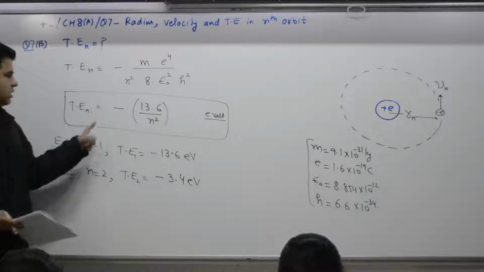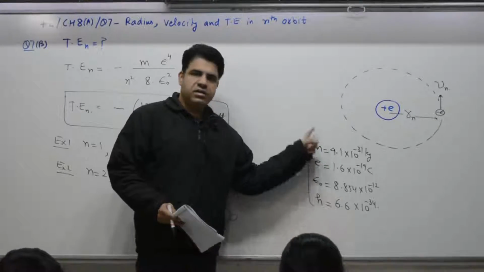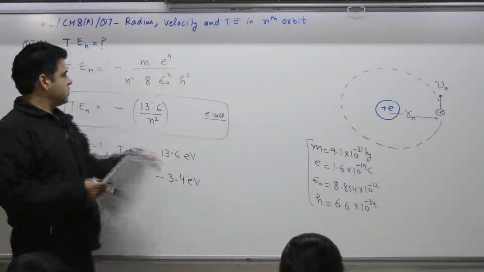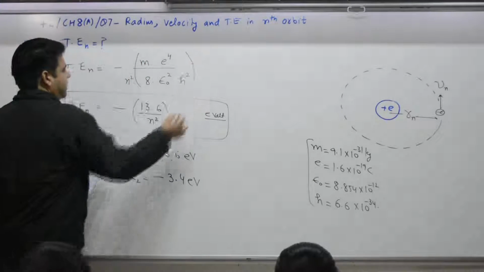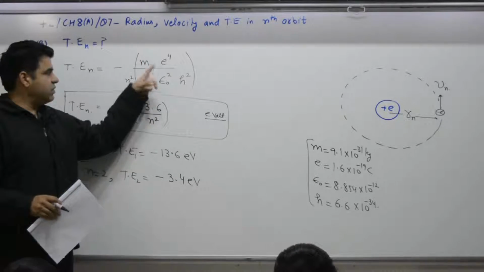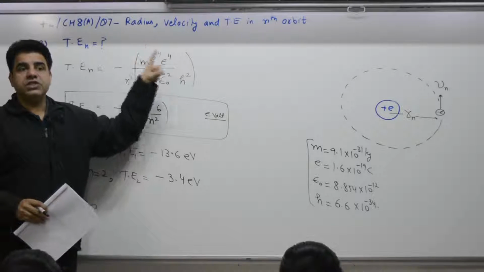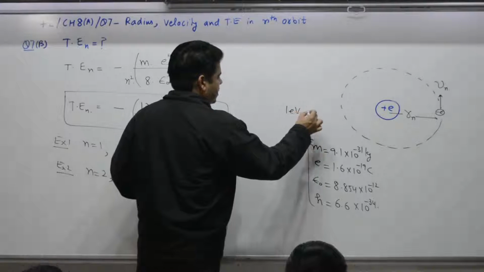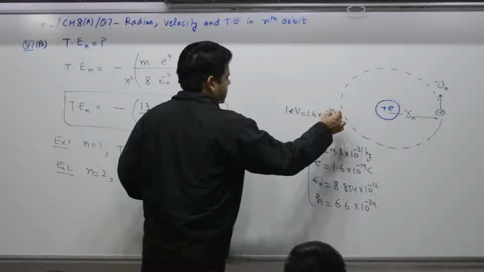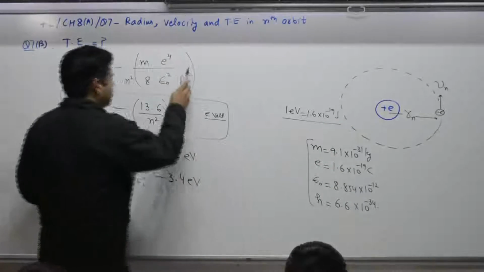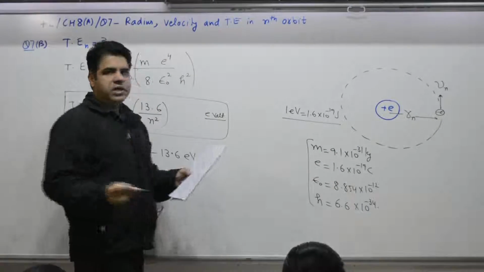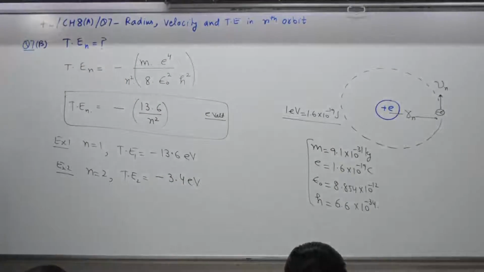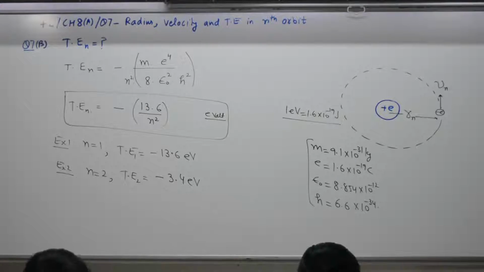Complete this first, then 2 minutes for calculation. Put these values in this part and confirm that you are getting 13.6. First, you will get the answer in joule. You will have to change joule to electron volt. What is the relationship? 1 electron volt is 1.6 into 10 to the power minus 19 joule. First you will get the answer in joule, then convert it into electron volts. Time is 2 minutes. Refer to numericals.